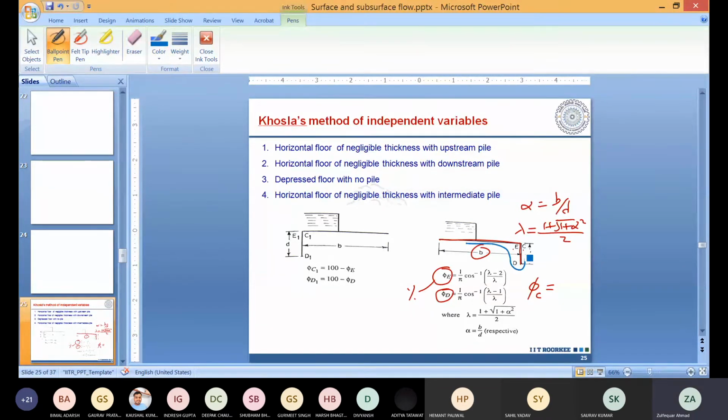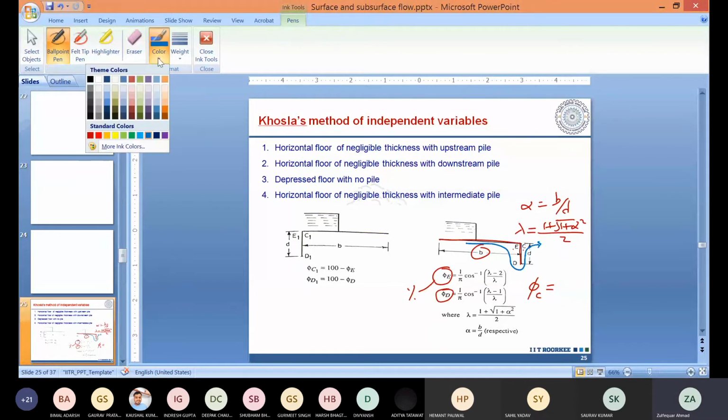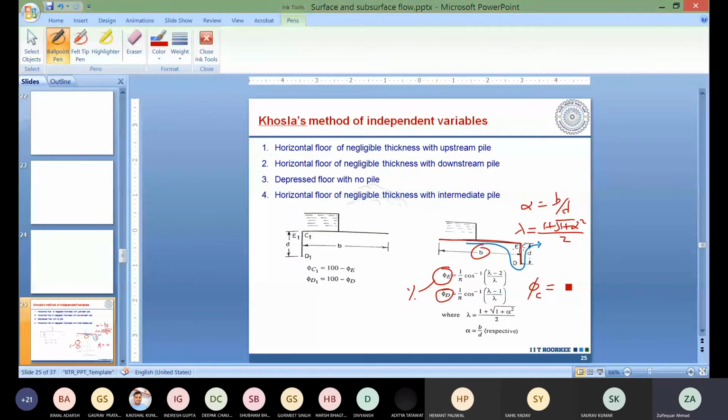The water is going like this. What is the value of the phi C? 0. Yes, this is 0. I think you are Sahil? No, sir, Anirudh. Okay, that is 0.